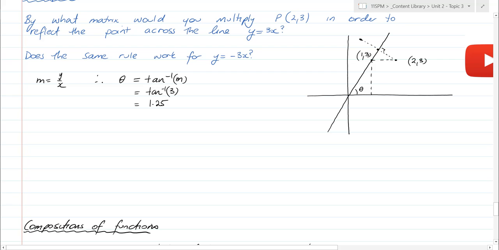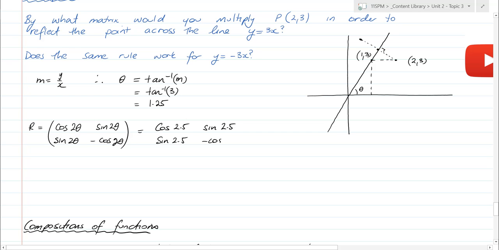Why radians? Why not? And the reflection matrix will be equal to cos of 2 theta, sine of 2 theta, sine of 2 theta, negative cos of 2 theta. And in this case, what's that going to be equal to? Cos of approximately 2.5, but I'd like you to do this if you can, Chris, with that value. You could do it Harvey as well, but with 150 odd. Sine of 2.5, sine of 2.5, negative cos of 2.5, and that matrix is what?